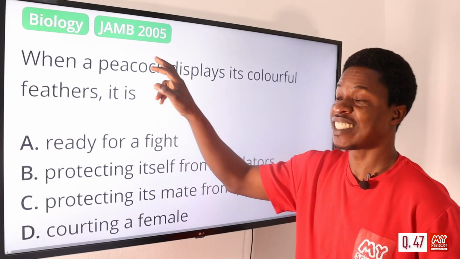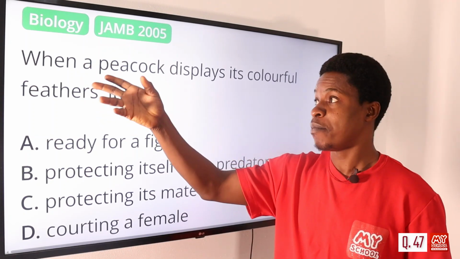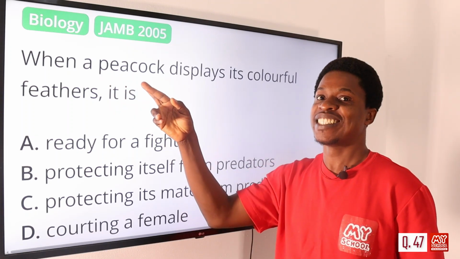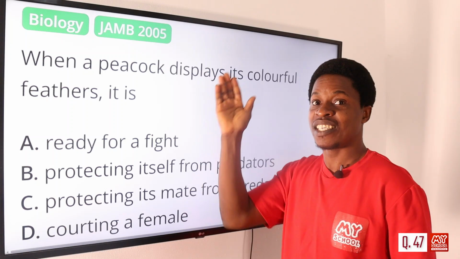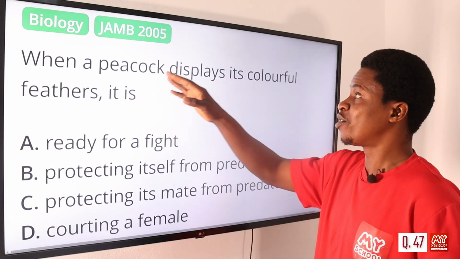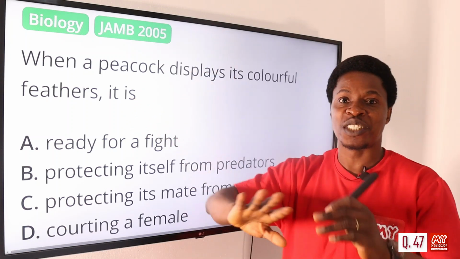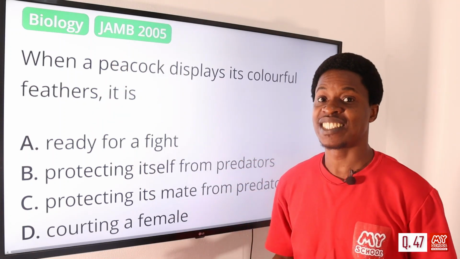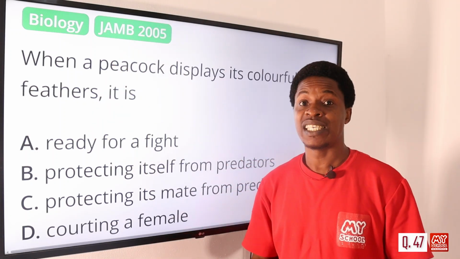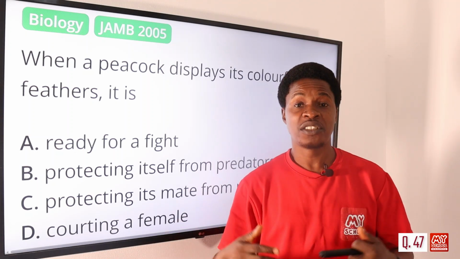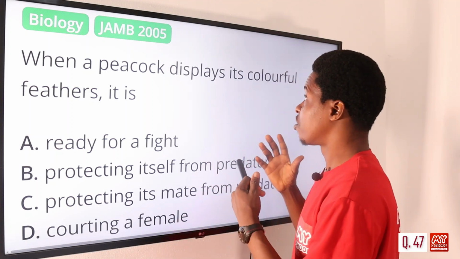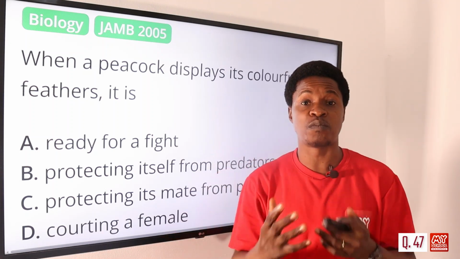Peacock, of course, is the male counterpart. The female counterpart is called peahen, just like the hen. This is cock, the male. Peahen is actually for the female. So when it begins to display its colorful feathers, spreading it just like that, it is just to attract the female counterpart and tell her, "I am ready for mating." It is for courtship display.